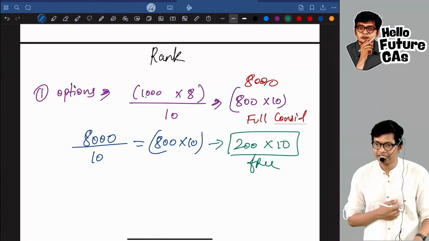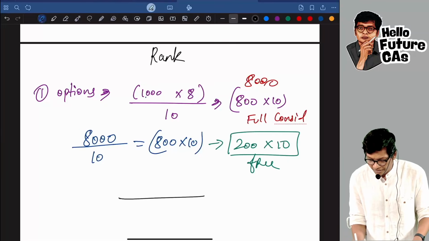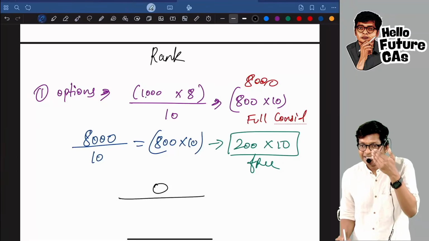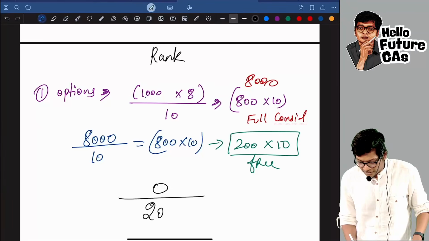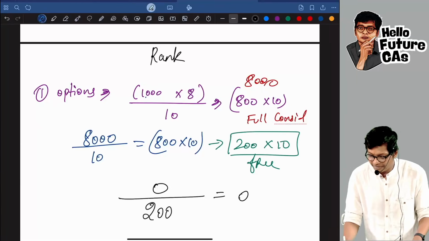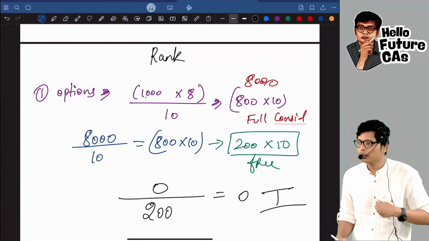Are you following, guys? So for this, how do I do the ranking, sir? My numerator is going to be 0, because of options, increase is going to be 0. Denominator will increase by 200. So answer is basically going to be 0. I will keep this as rank 1. Are you following, guys? Are you all with me?